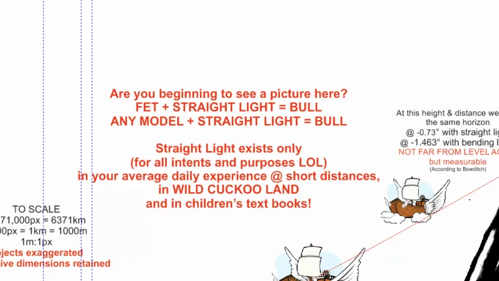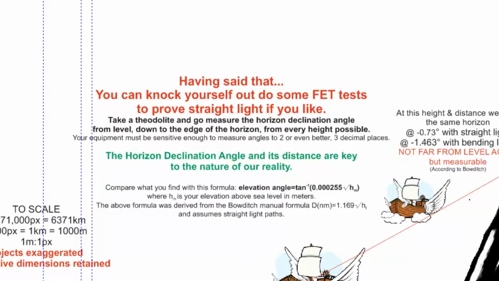That's where it exists. Having said that, you can knock yourself out and do some FET tests to prove straight light if you like. You can take a theodolite and go measure the horizon declination angle from level down to the edge of the horizon from every height possible. Your equipment must be sensitive enough to measure angles to 2 or even better 3 decimal places. The horizon declination angle and its distance are key to the nature of our reality.